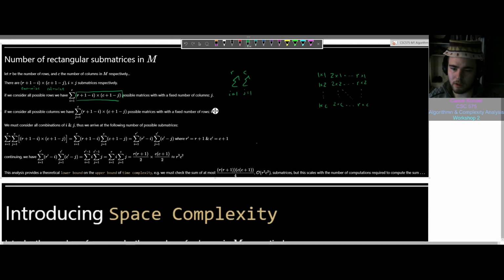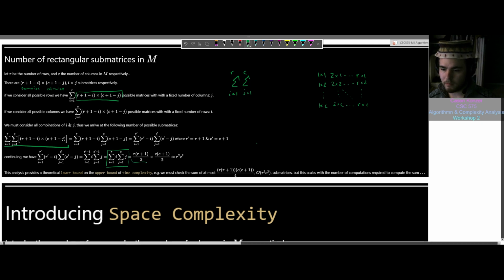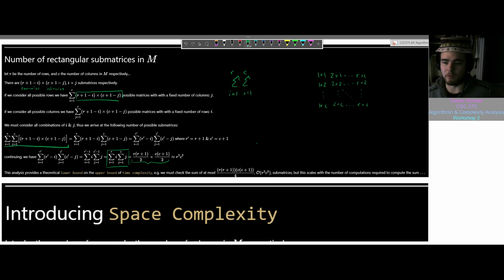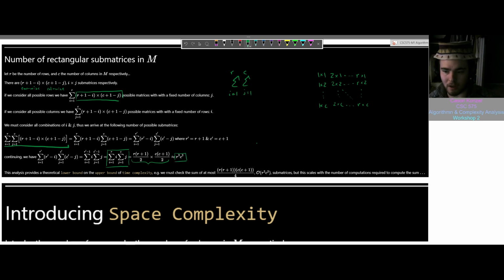So to focus in here on the summation, through a change of variables, we can transform it into a more familiar summation, just summing from i equals 1 to r of i, and j equals 1 to c of j. And evaluating this arithmetic sum, we can solve for the exact number of rectangular submatrices that we must consider. In this case, it's a little bit nasty, and we will do what is more commonplace, consider an approximate based on the upper bound.